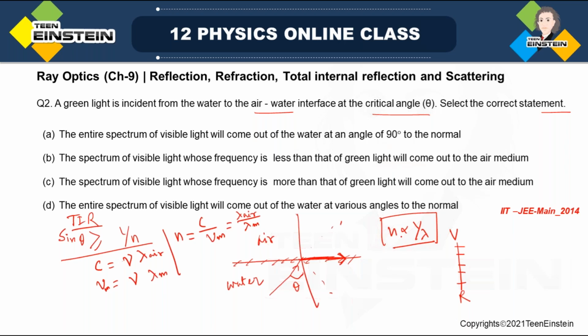So what does this mean? It means, suppose I have green light. Now as you go towards red, lambda will be increasing, right? If I have some light whose wavelength is greater than the green light, then refractive index will be smaller according to this relation. If that happens, then from this relation we can understand that theta c, for greater wavelength, will be greater than the angle of incidence theta.